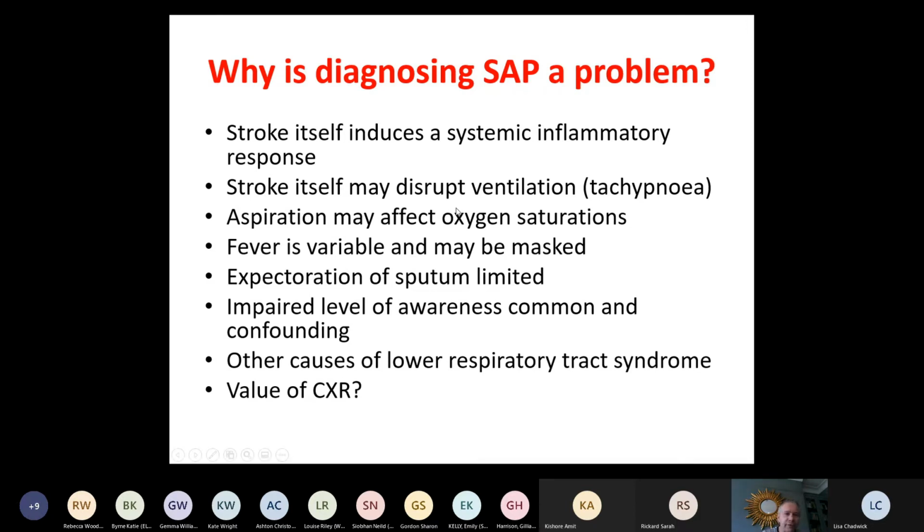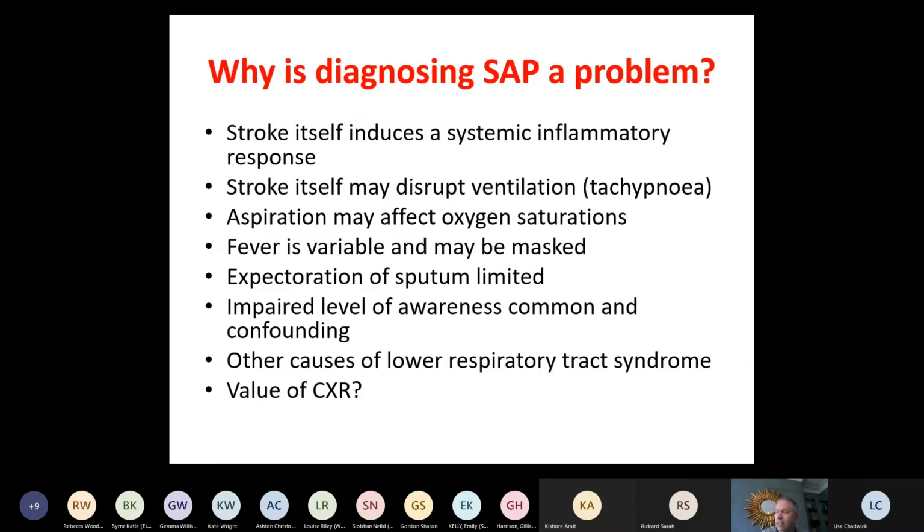All of those features can occur with the stroke itself, which means that if there's infection on top of that, it can be very difficult to determine whether infection is there. The other issue is that fever itself is certainly an unreliable marker in older people, where it isn't always present. And if it is, it may be masked when we treat patients with drugs like aspirin or paracetamol, which are commonly used.